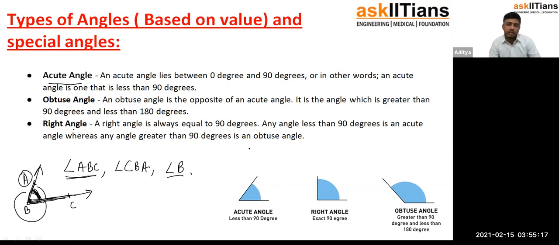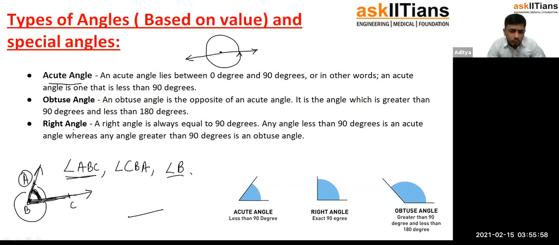An acute angle is an angle which lies between 0 degree and 90 degree, or in other words, an acute angle is one which is less than 90 degree. One important thing to understand here is what 90 degree, 180 degree, 360 degree, etc. are. If there is a straight line like this, this complete revolution is divided into 360 equal parts. Let me give you an example of what I mean.